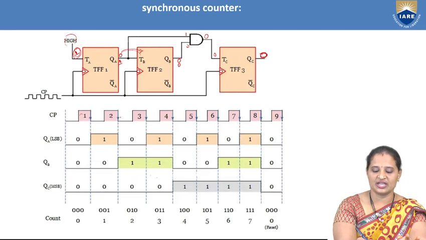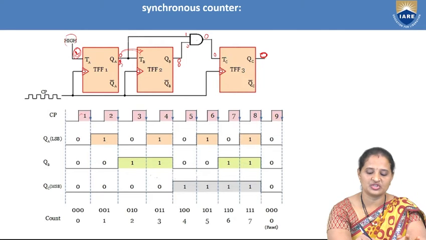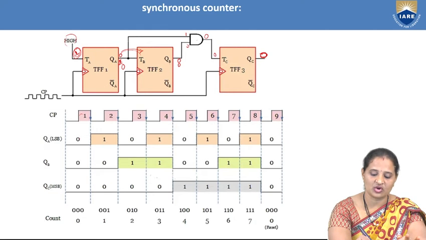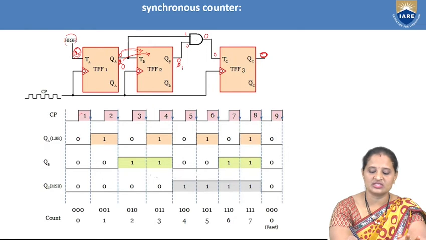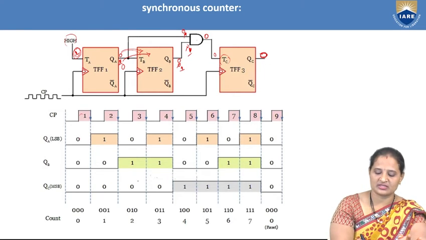Next, during the next negative edge, as it is connected to 1, the output will again change, this time to 0. What was the previous output? It is 1, and it is given as input to the second one. As the toggle input is 1, the state of the second flip-flop becomes 1. Now the first is 0, the second is 1, and the AND output is again 0. That means the T input of the third flip-flop is 0, and hence the next state is equal to the present state. So it remains in the present state.